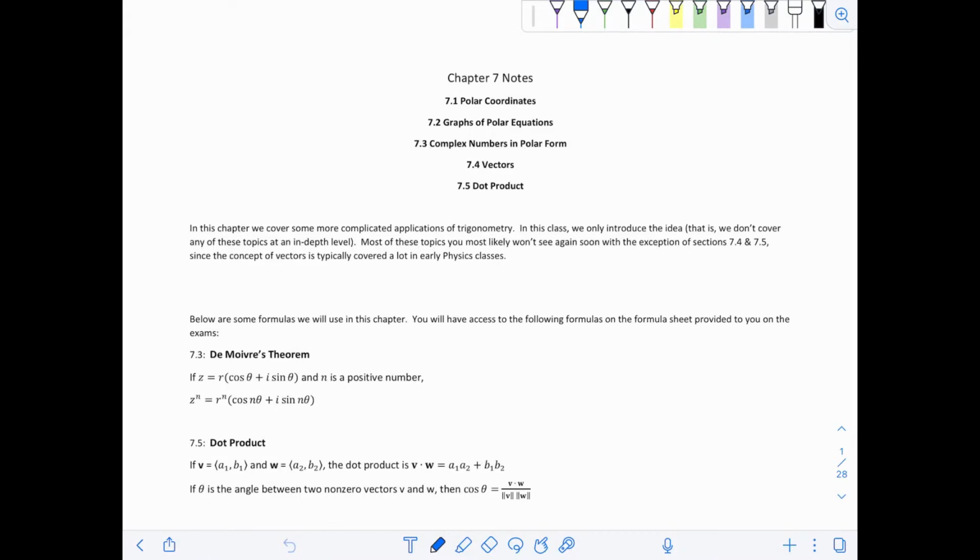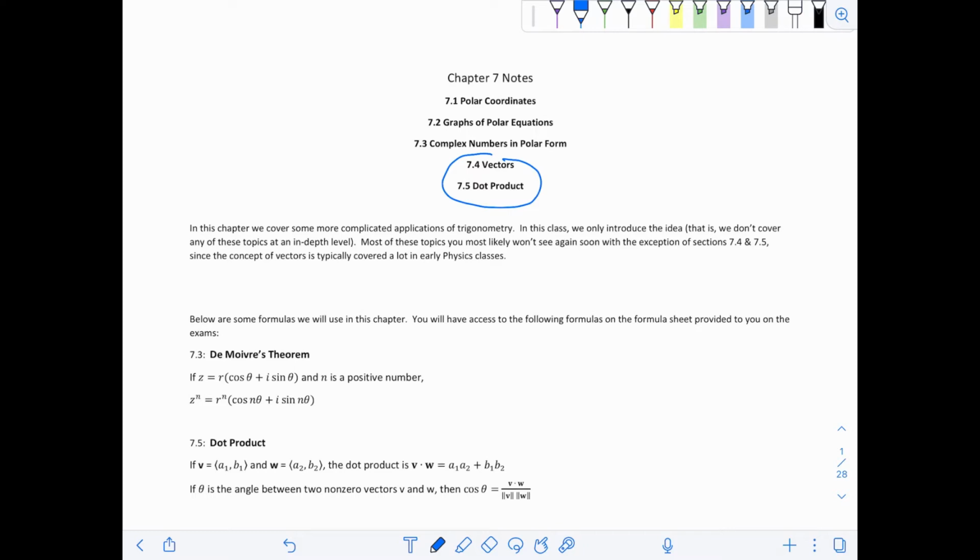In Chapter 7, we start to go over some more advanced topics where trigonometry can be applied. In this class, we're really just going to introduce these topics, and then they most likely will be things that you'll see in more depth later on. Most of them you won't see until a bit later. The ones that you might see earlier are these last two sections, which deal with something called vectors. And those you'll typically see in a lot of physics classes.